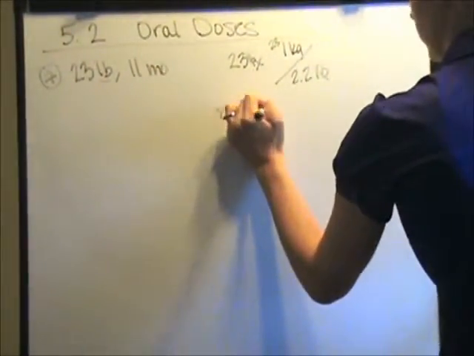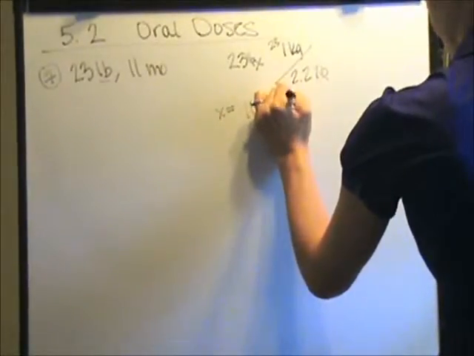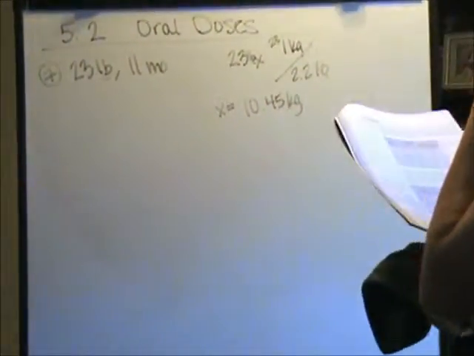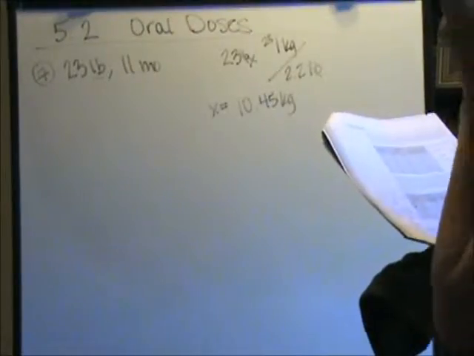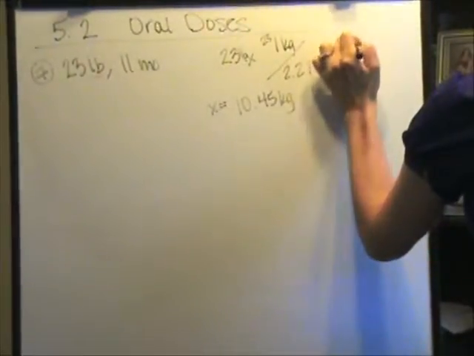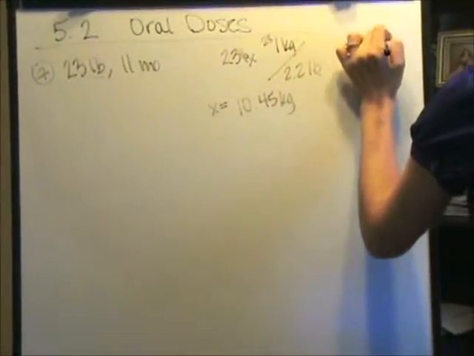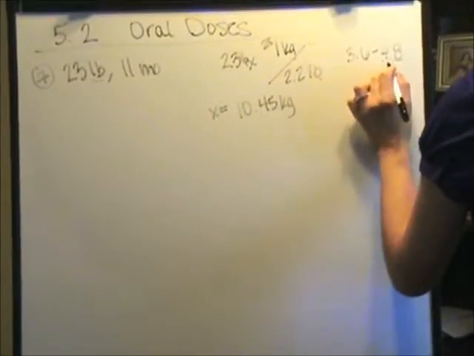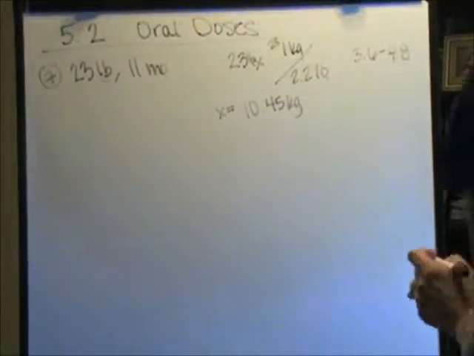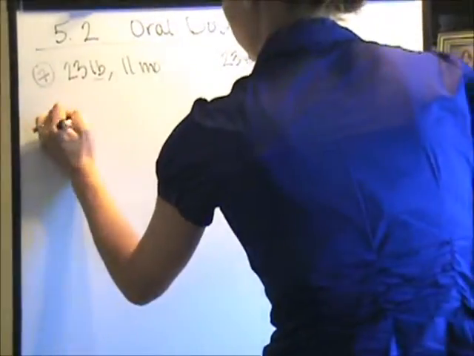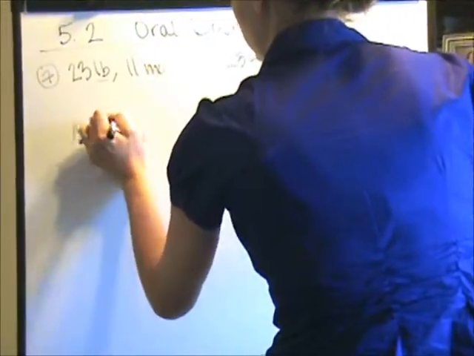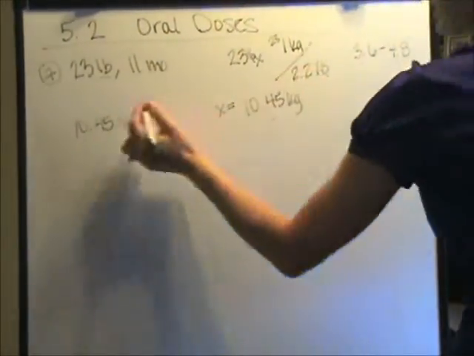And that's going to work out to 10.45 kilograms. So if we look at the table, the daily dose range for that age is between 3.6 and 4.8. So we're going to want to find out the dosing range for each of those. So looking at the weight, 10.45 times 3.6.